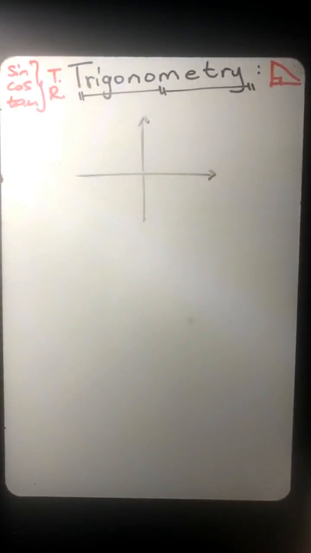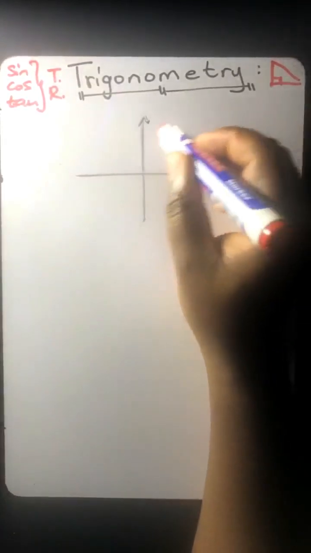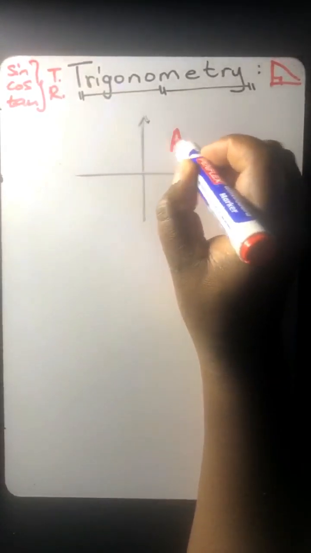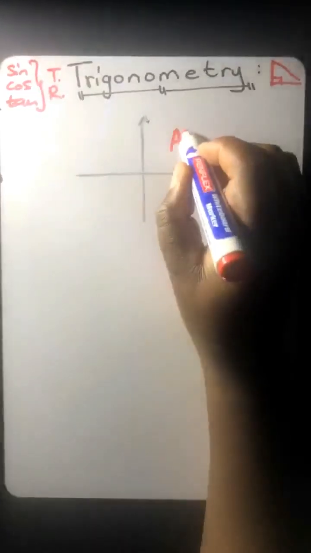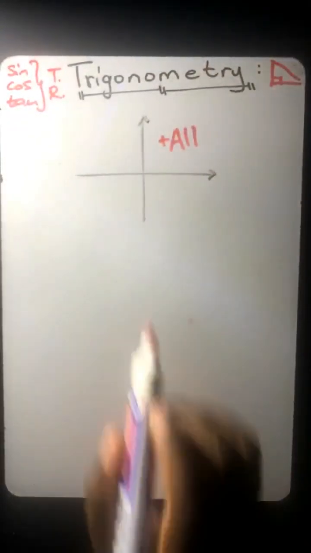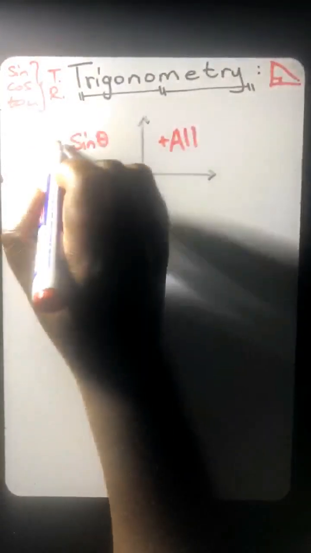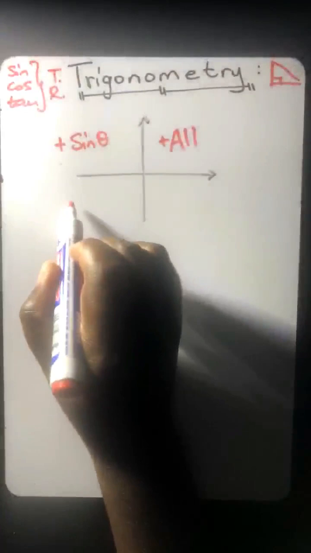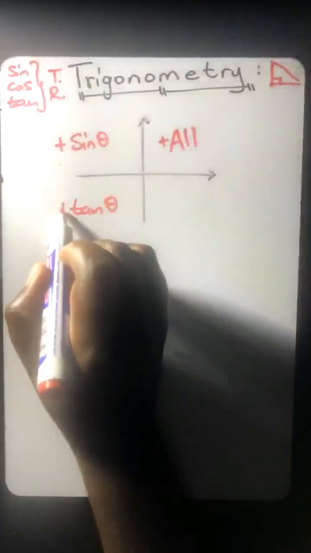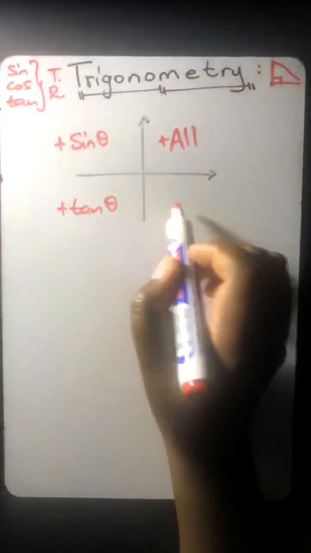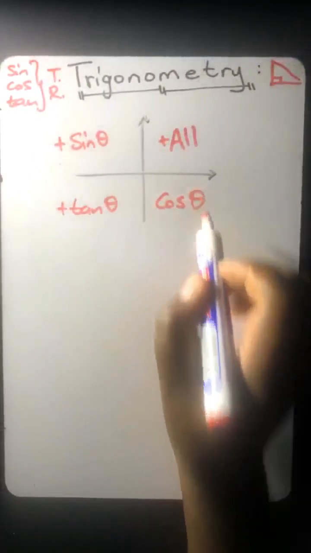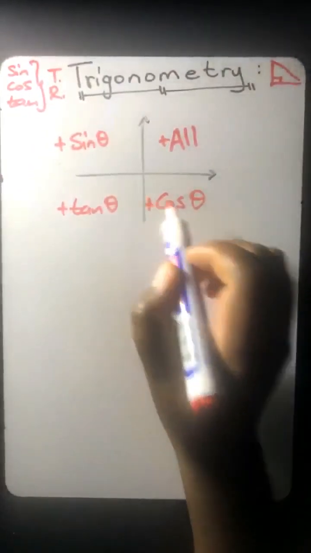Very quickly, let me indicate that in the first quadrant, all the trigonometric ratios are positive, which means all three are positive. In quadrant two, it is only sine which is positive. In the third quadrant, it is only tan which is positive. And in the fourth, it is only cos which is positive.